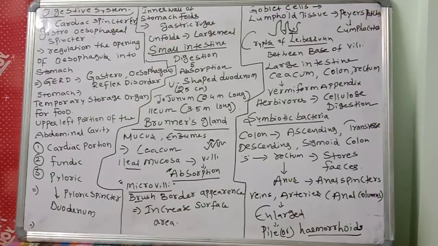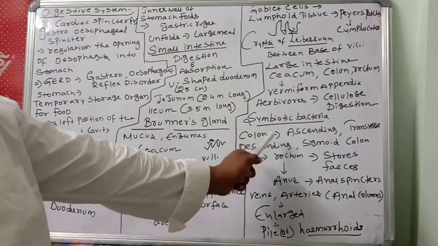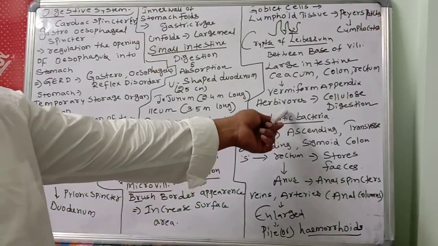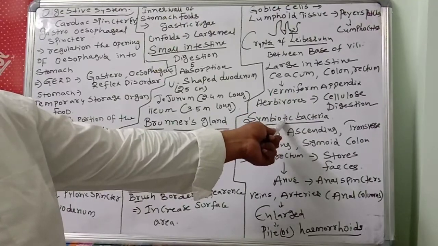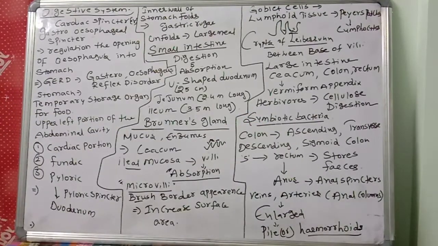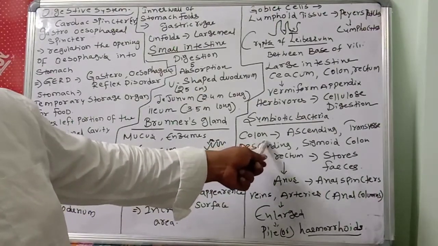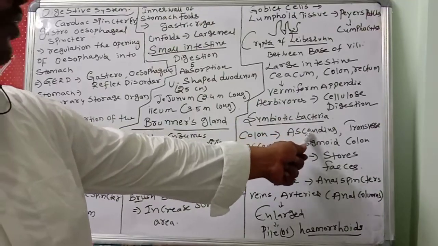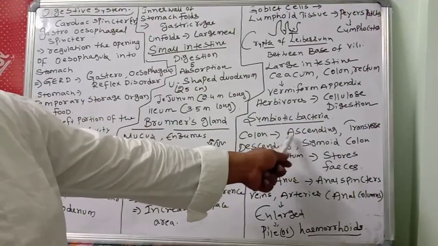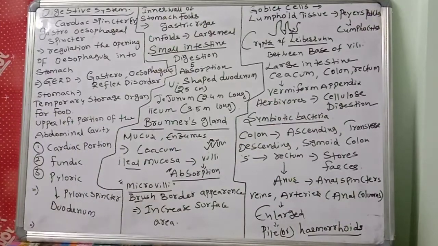Another important point to remember is that symbiotic bacteria are present in the cecum and colon, and these are also helpful for digestion. The colon is divided into the ascending colon, transverse colon, descending colon, and sigmoid colon.